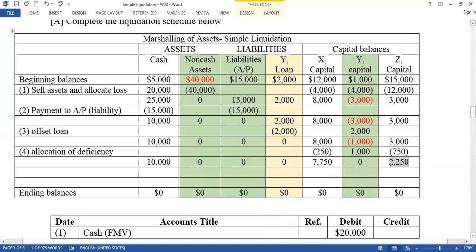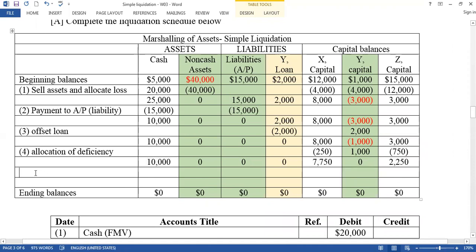Z claim is $2250. So we pay all our liabilities, all of our internal liabilities, all of our external liabilities. We already sell all of our asset. Then we close Y account. Why? Because he is not going to receive any money because he is insolvent, right? We close him. Now these two amounts equal $10,000.